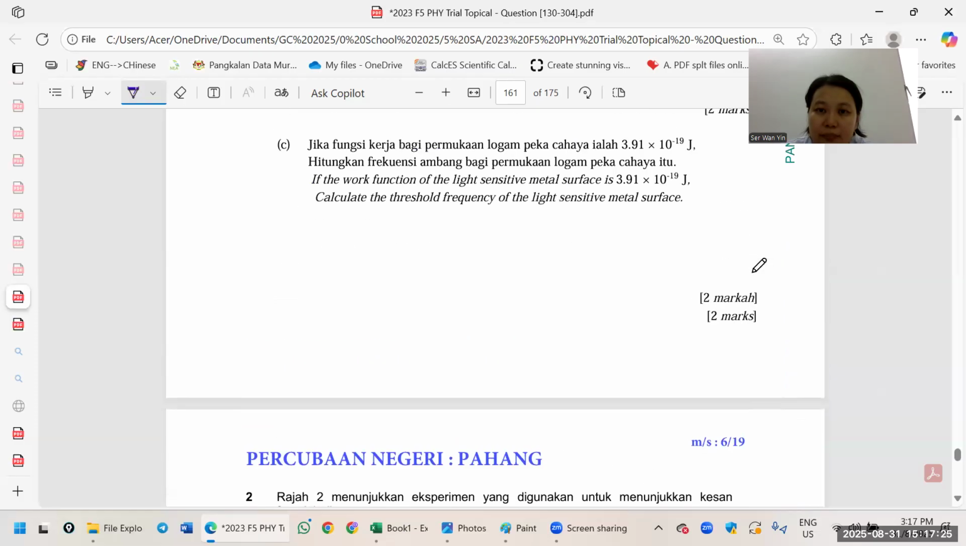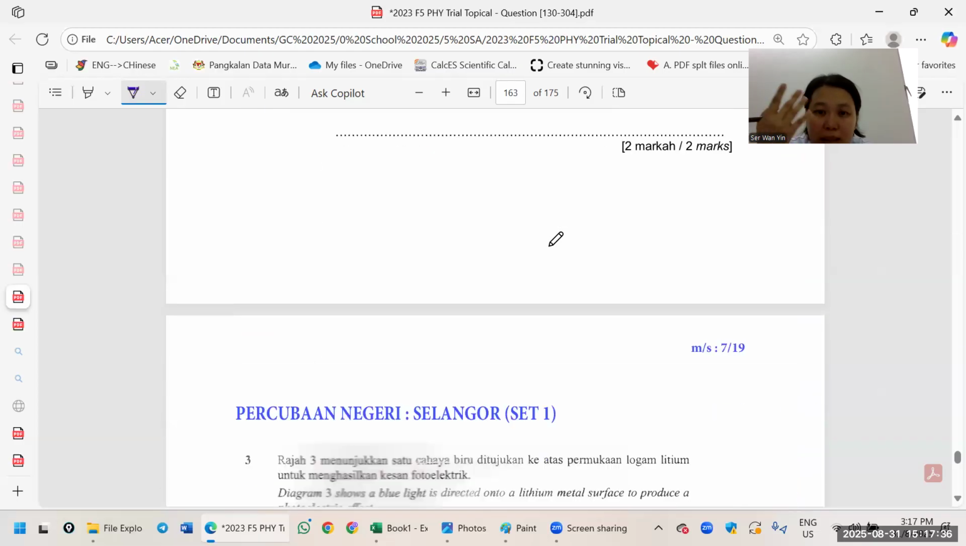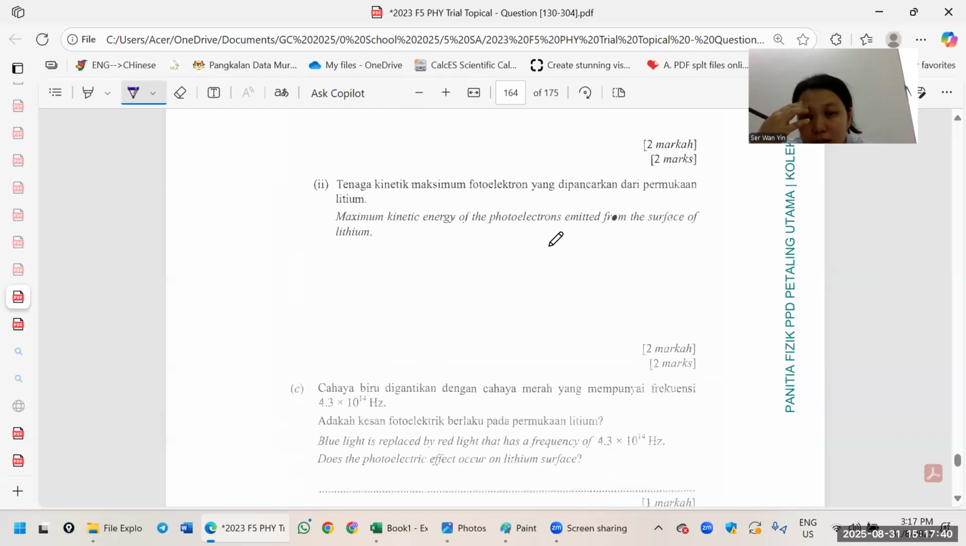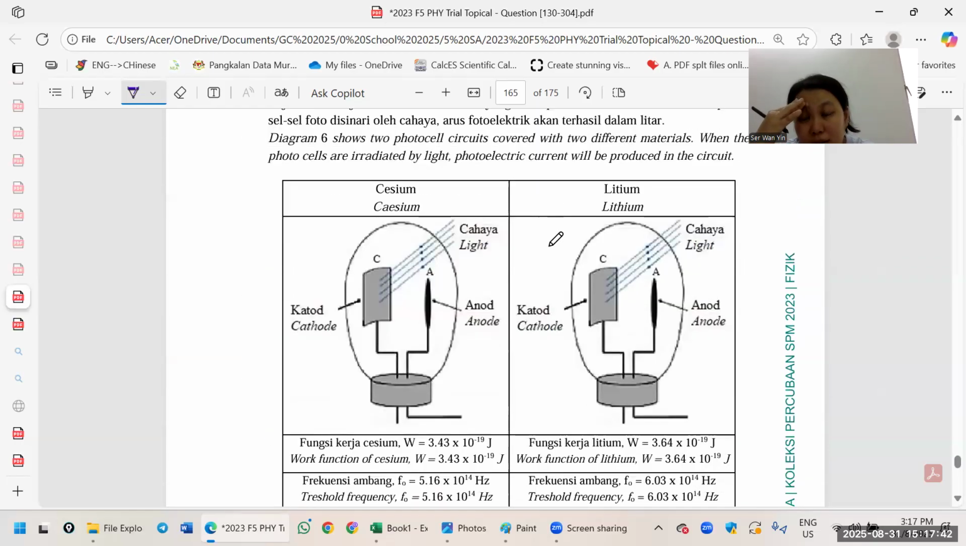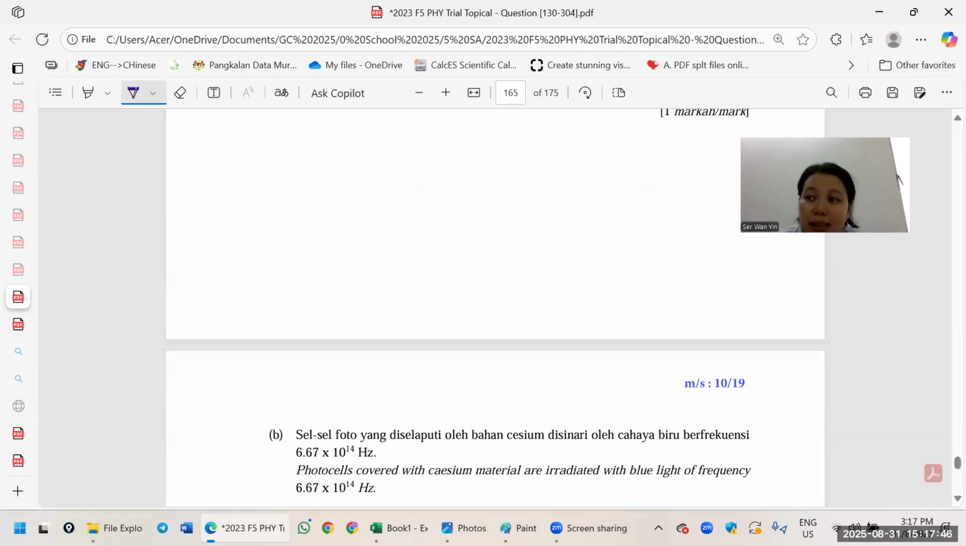Okay. Now work function, threshold frequency, work function, hf. Then almost the same thing only. Do not worry too much. That's it. Okay. Any other questions?